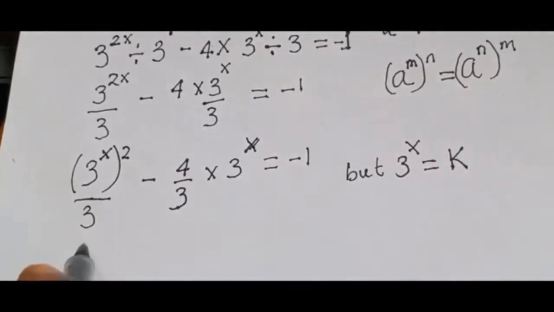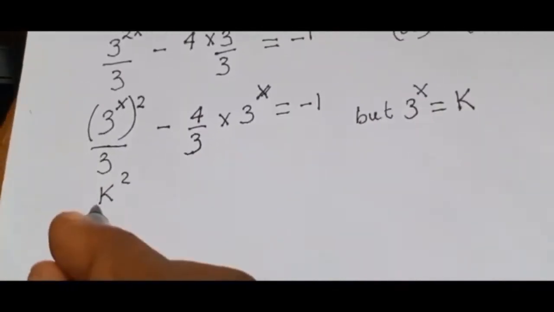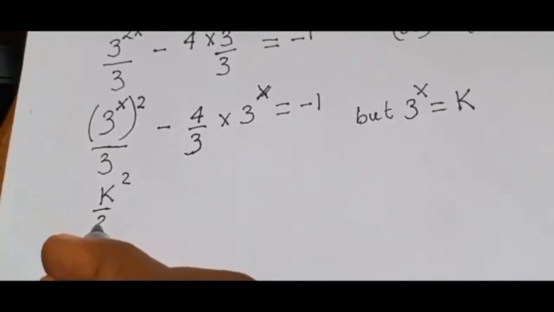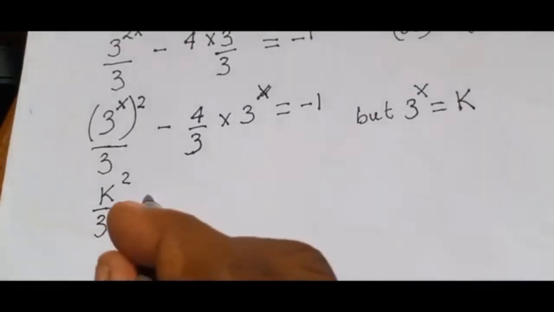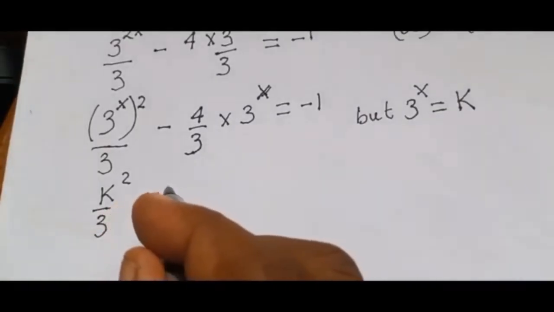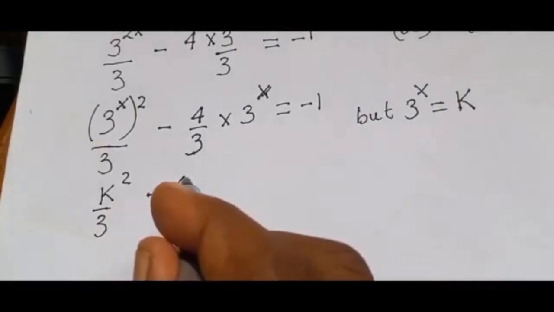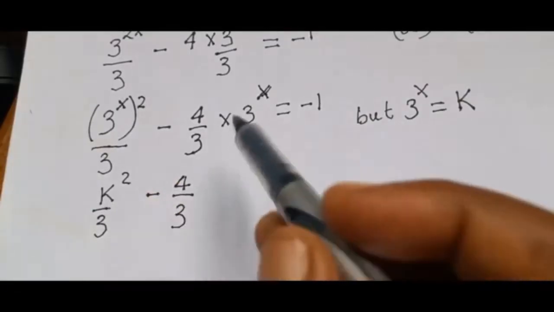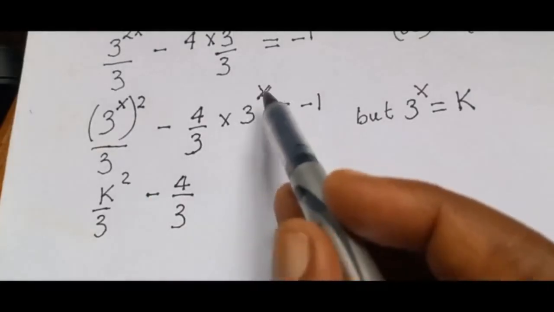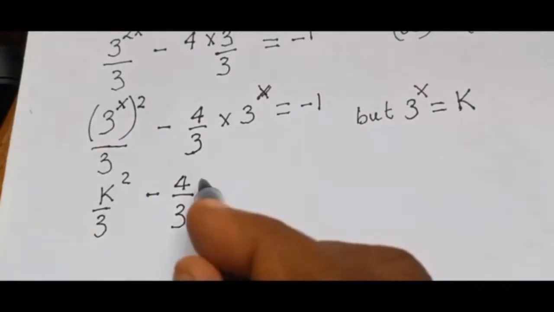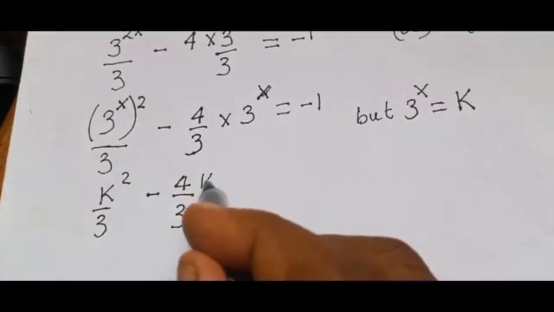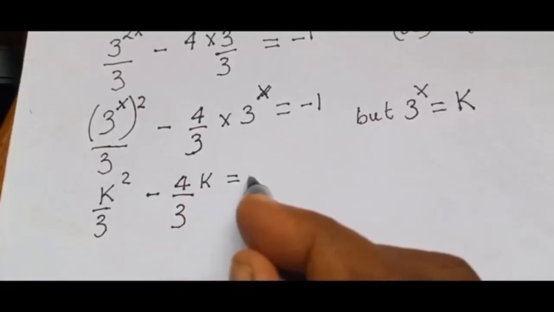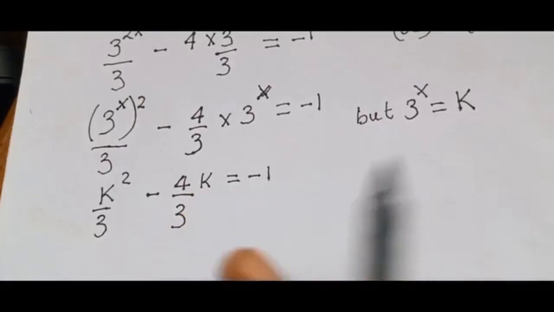So we have k squared over 3 minus 4 over 3. Again here, substitute k. So we have 4k, which is equal to -1.